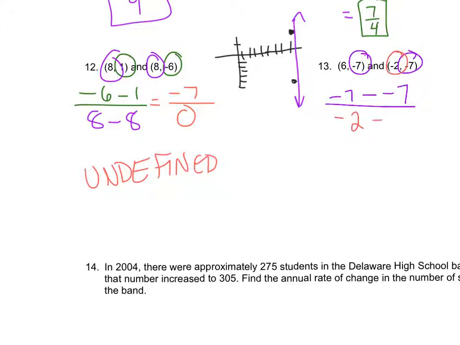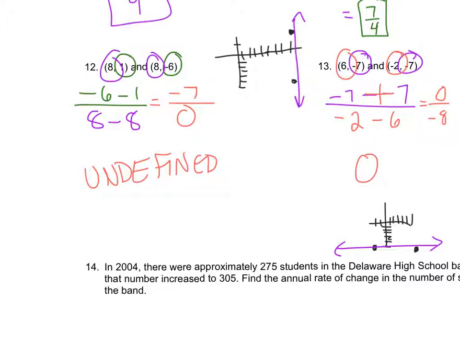As opposed to this one, y2 minus y1 over x2 minus x1. Negative and a negative become a positive. That gives you 0 over -8. 0 is on top. That means the slope is equal to 0. And again, if I wanted to show you visually the reason why it's 0, 6, -7 is here, and -2, -7 is there. And if I connected those dots, I would have a horizontal line. And a horizontal line has a slope of 0.